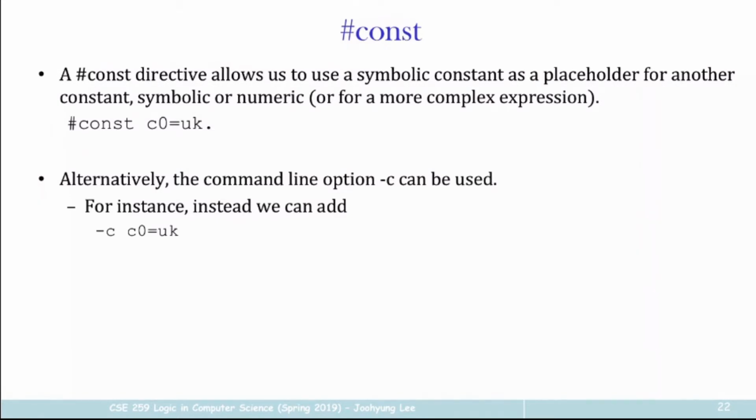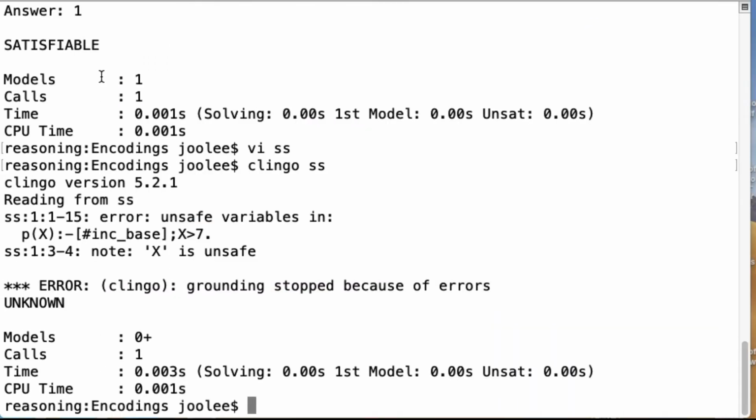And you can actually do this in a different way. You can give command line options: dash C, C0 equals UK. You can do that too. So let's look at an example.